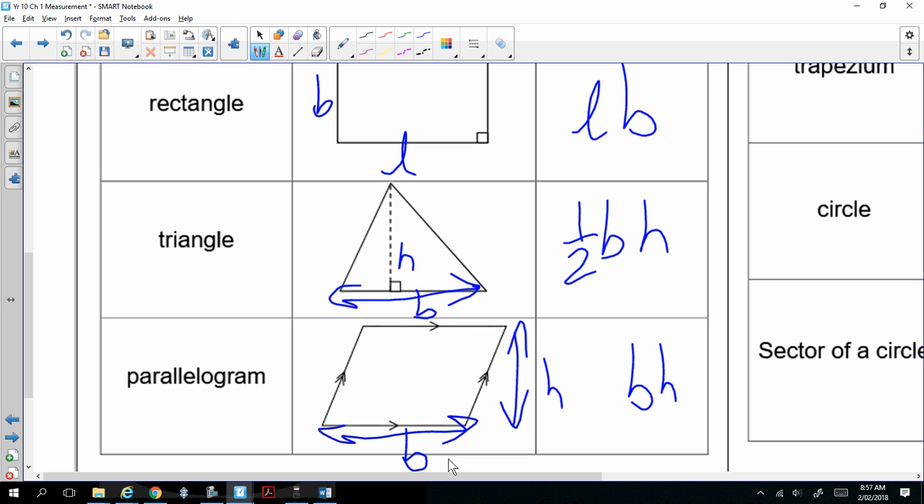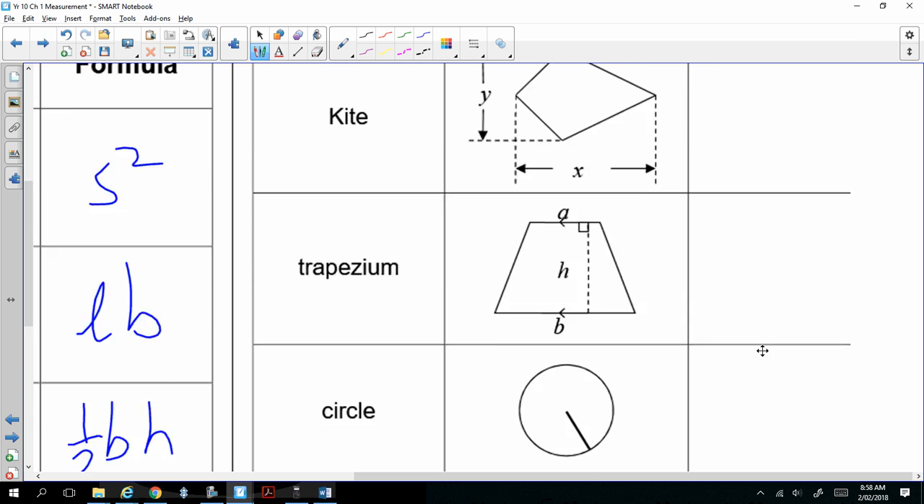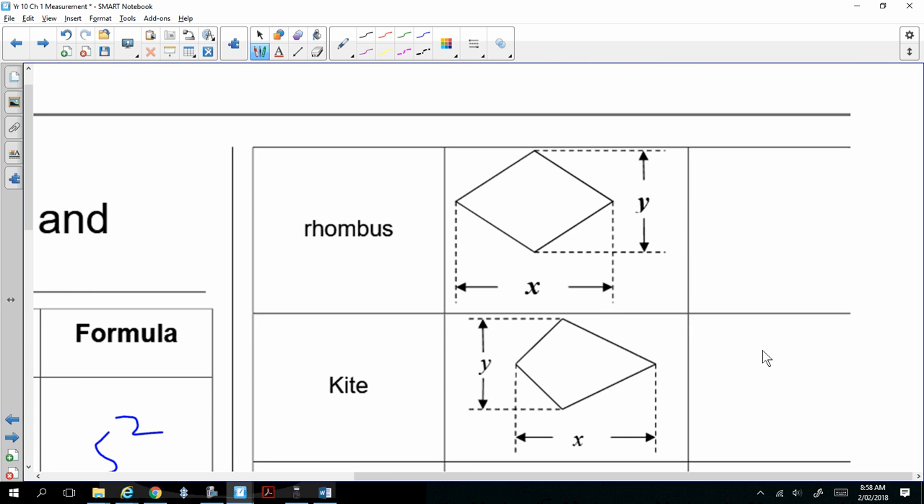All right, continuing, we've got the next one, rhombus. You also have a half as well, half x times y, where x and y are the diagonals.